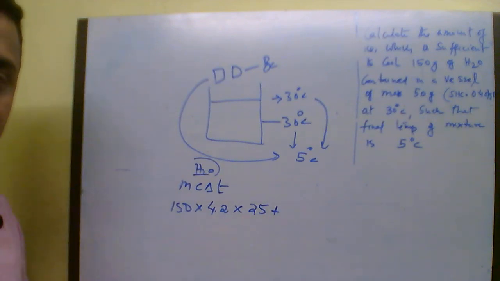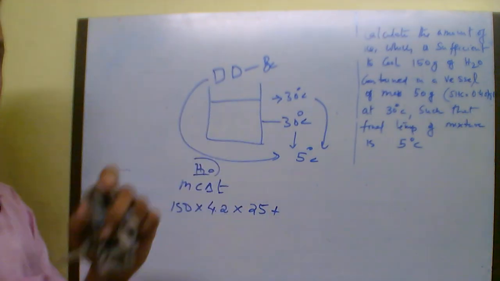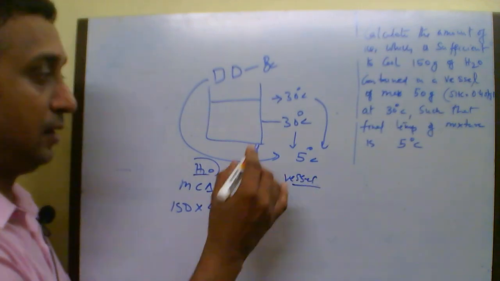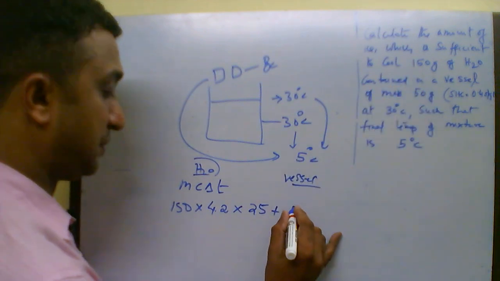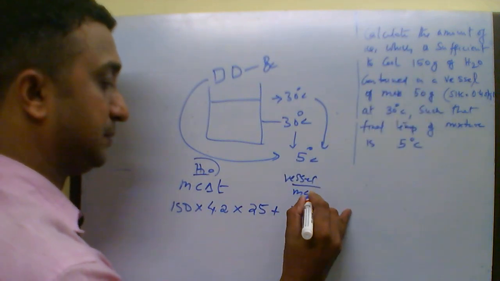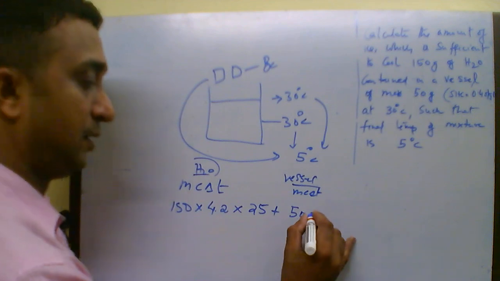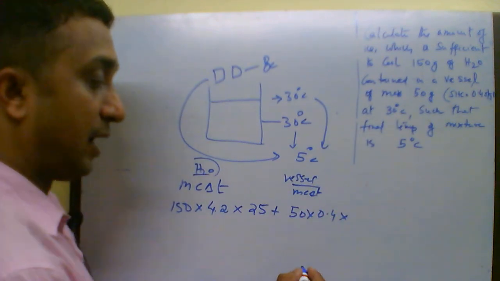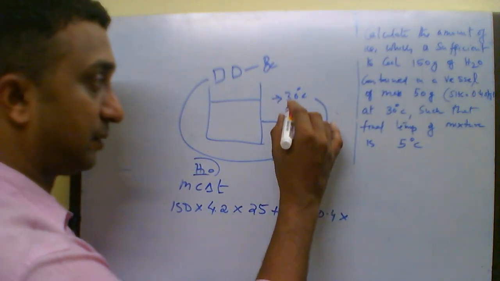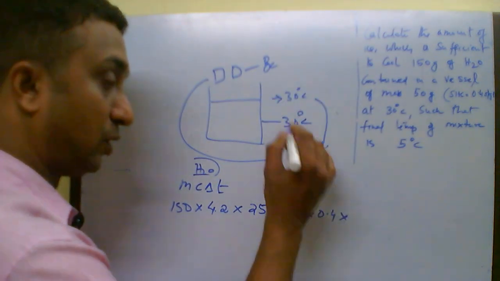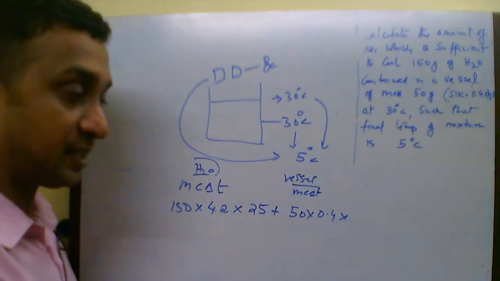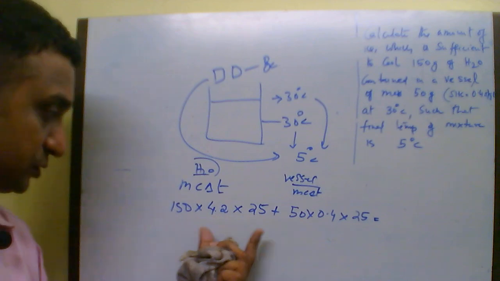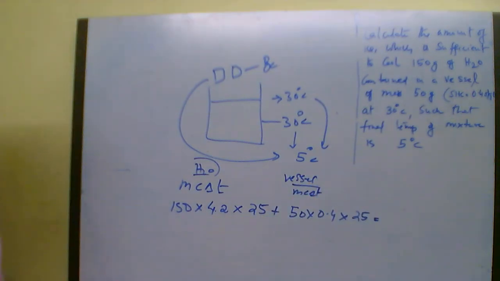Now who is the other one also losing heat? That is this vessel. So for the vessel, what is the mass? Its mass is 50. Again the same equation, mc delta T, mass is 50. Its specific heat capacity is 0.4 and its temperature change is again from 30 to 5. So how much is the temperature difference? So 25. So these two are losing heat. Who is absorbing that heat?